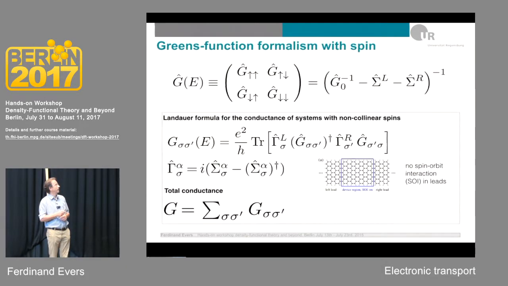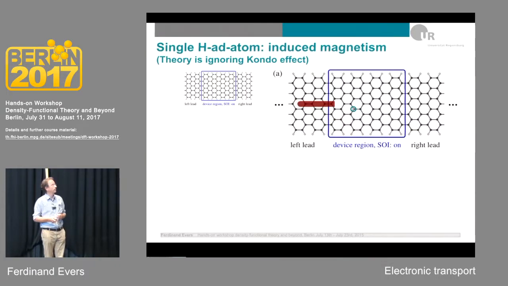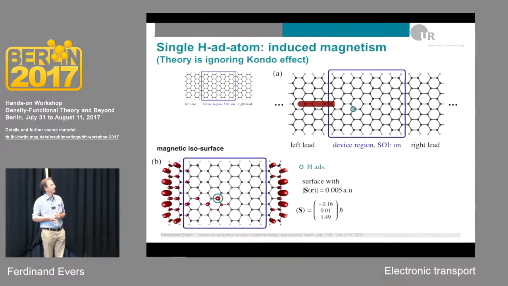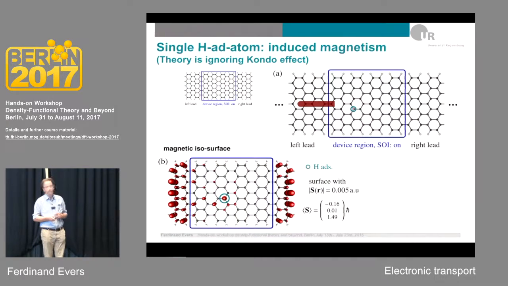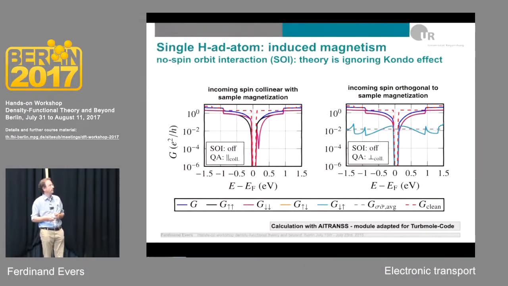In particular, we can calculate also spin flip conductance, which is related to the probability that I come in with spin up, then there's a spin-orbit scattering from the spin-orbit interaction in the molecule or the molecular film, and that introduces a probability that I leave the film with spin down. So that's something that one can calculate. We actually calculated it for such an armchair ribbon in the presence of one hydrogen atom. This is how the magnetization looks like in the mean field picture. And this is the effect that you get on the transmission curve.